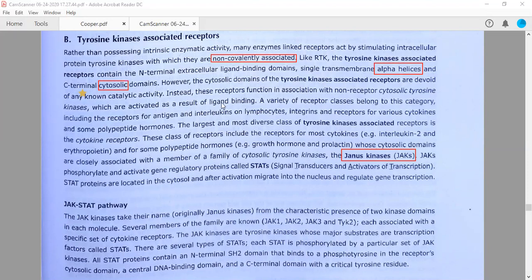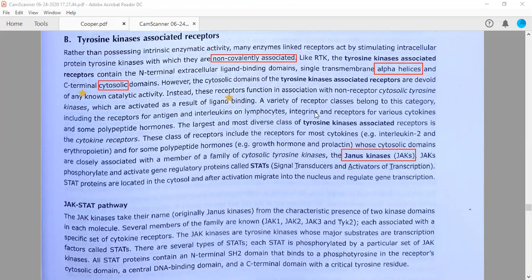These are activated as a result of ligand binding. This ligand binding will cause conformational changes and will help in the activation of these Janus kinases, which interact non-covalently with your receptor. This is very clear. A variety of receptor classes belong to this particular category, for example, receptors for antigens present on antibodies, and interleukins on lymphocytes. So they are also doing signaling in the same way.